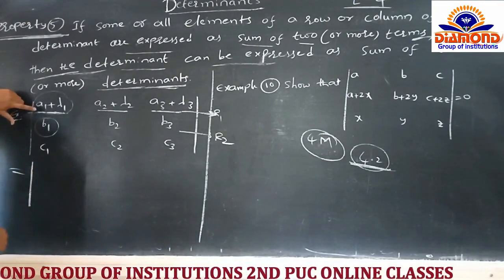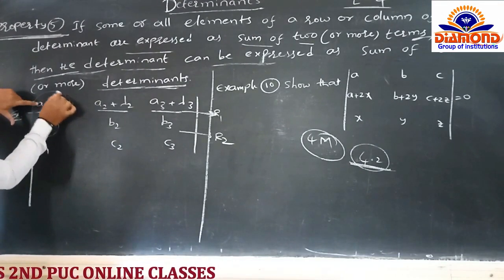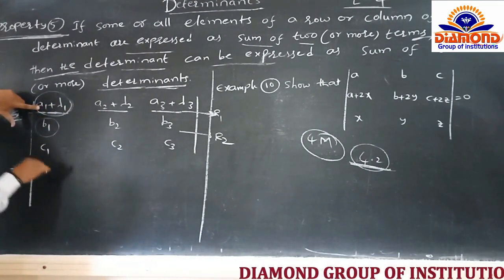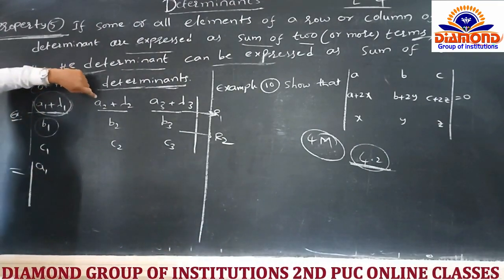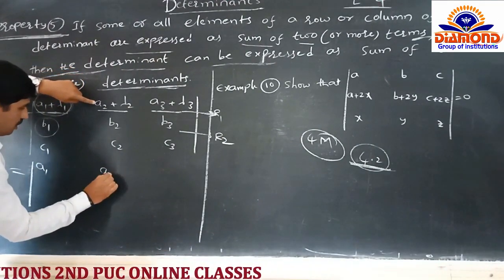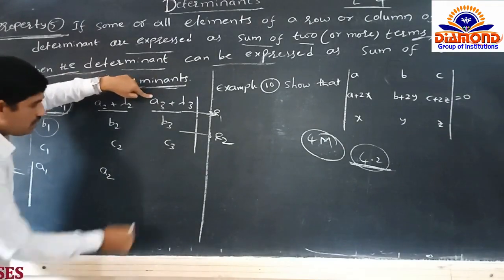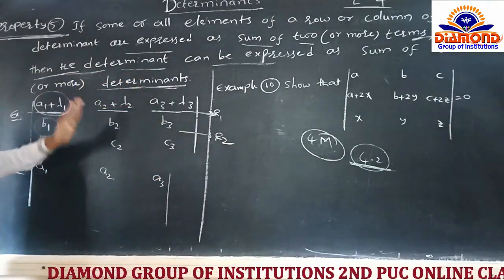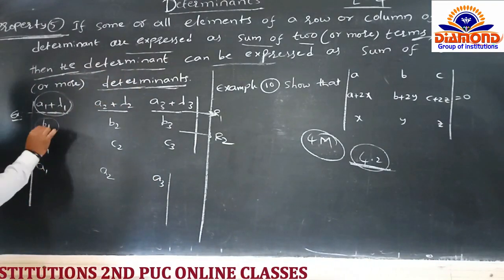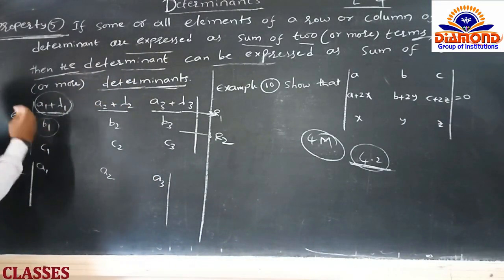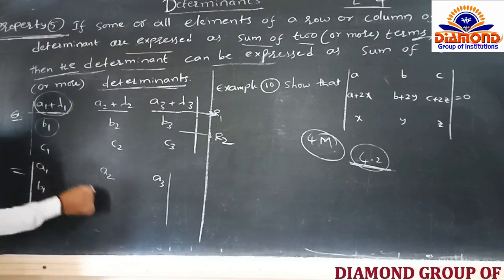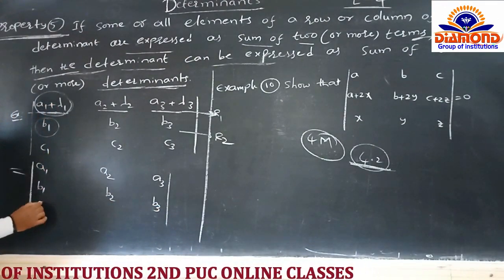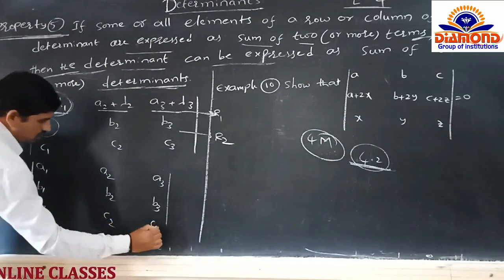Taking R1, in this first element, what is the first term? A1. First we have to write the first term. In the second element also we have to write the first term. Remember that. In the third also we write the first term. Completed now. After that, again in the second row and third row, we have to write B1, B2, B3, and the third one also C1, C2, C3.